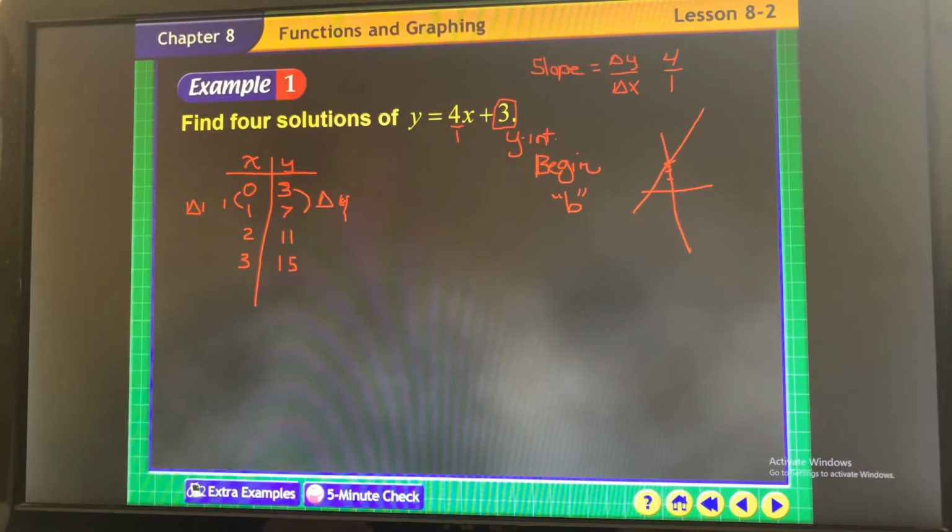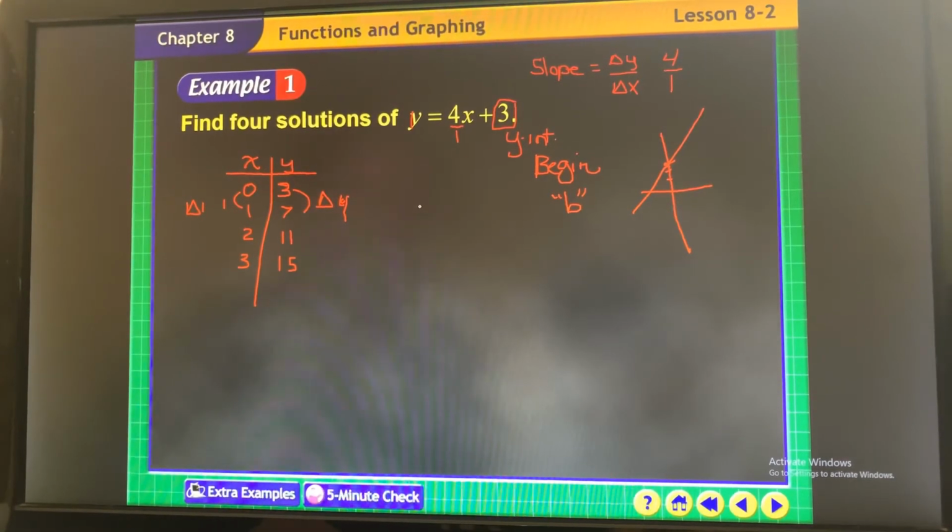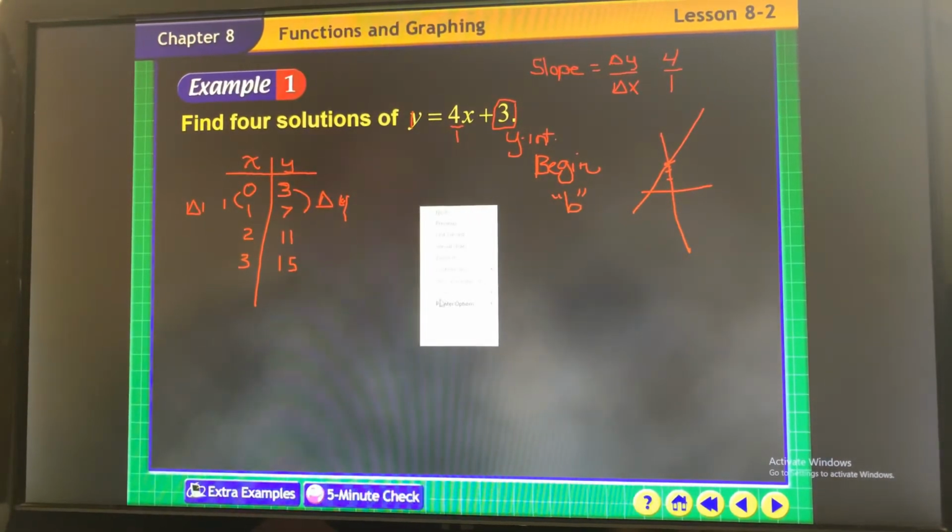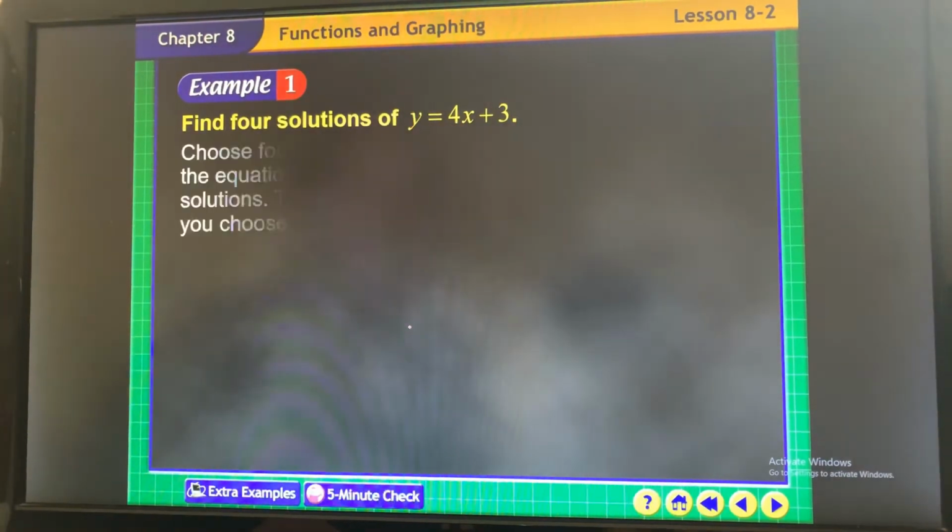Now that's you understanding what this is. This is in a formula called slope-intercept form. As long as y is isolated and it's followed by a coefficient x plus a constant, and we'll talk more about that in a few, I can set my table up like this. Otherwise, I have to do something completely different, which is this.